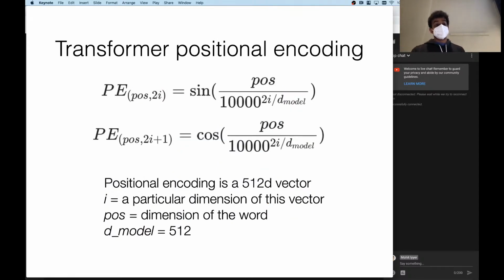So this is the actual equation that you probably saw in the paper and wondered how did they come up with this. It's pretty unclear, and research since then has shown that there are many other functions that you can use for these position embeddings that work just as well, if not better. So we won't get into the actual details here, but note that every even dimension in these position embeddings is computed using the sine function. Every odd one is computed using the cosine function.